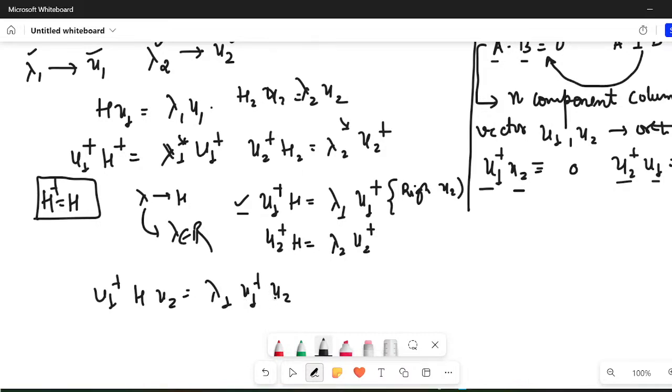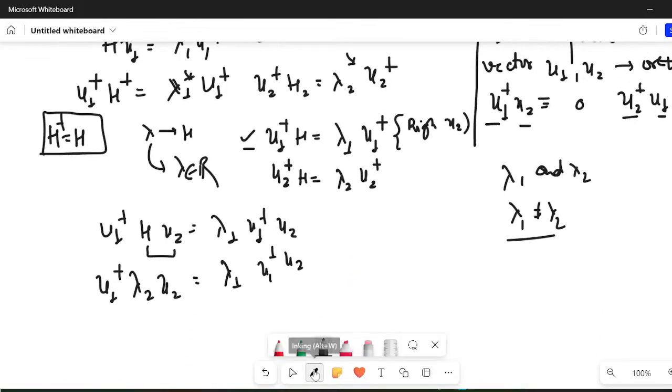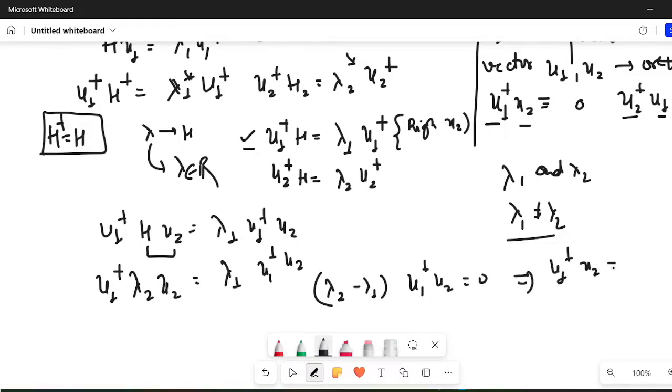I hope it is clear. And H operated on U2 would give you lambda 2 U2, so it equals lambda 1 U1 dagger U2. And I have already stated that lambda 1 and lambda 2 are distinct, so lambda 1 will not be equal to lambda 2. If that is the case, then it implies lambda 2 minus lambda 1 times U1 dagger U2 is equal to 0. And since these are not equal, it implies U1 dagger U2 is equal to 0.